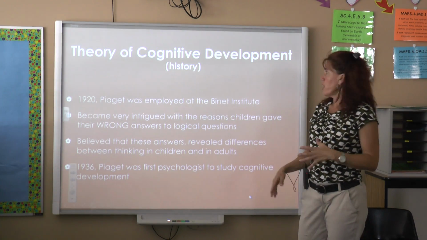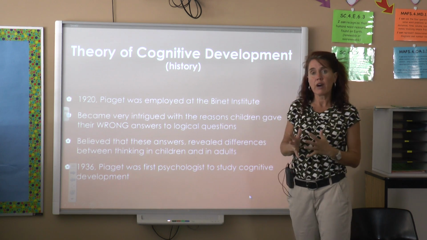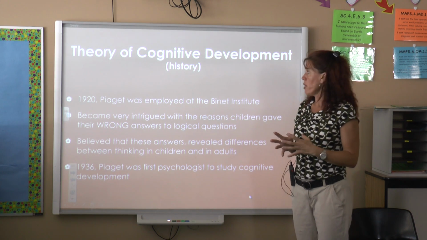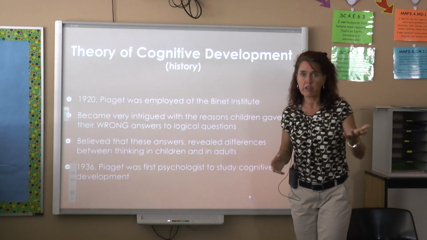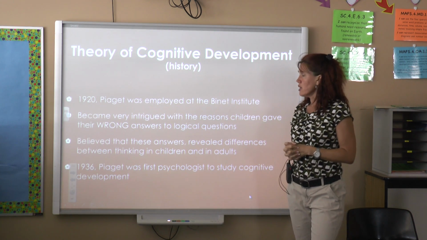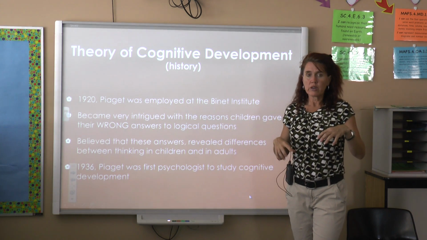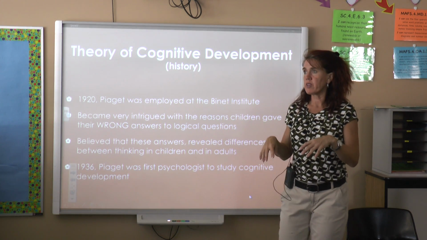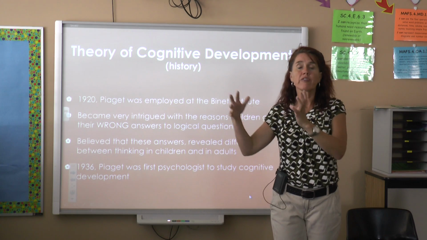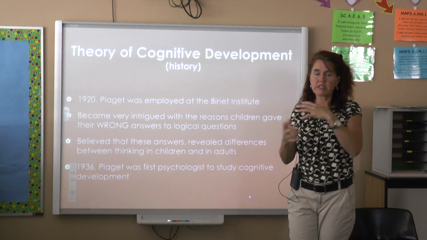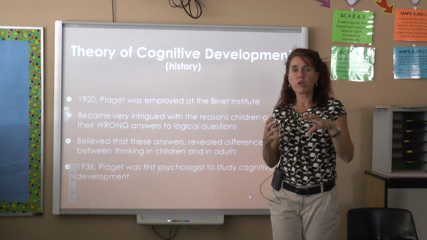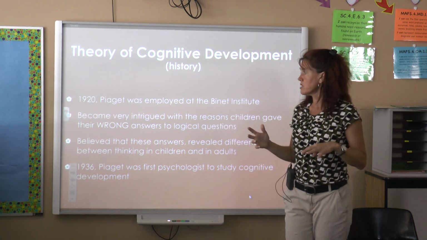Theory of cognitive development. This is kind of where the history of how he came up with it came from. In 1920, he was employed by the Binet Institute, probably very familiar to a lot of us. He was hired to create a French version of the English intelligence tests that were happening at that time. He needed to translate them and make sure that they were equivalent to those English intelligence tests.